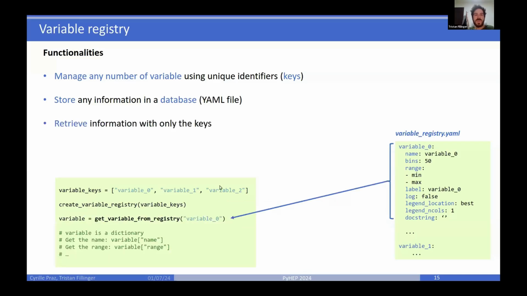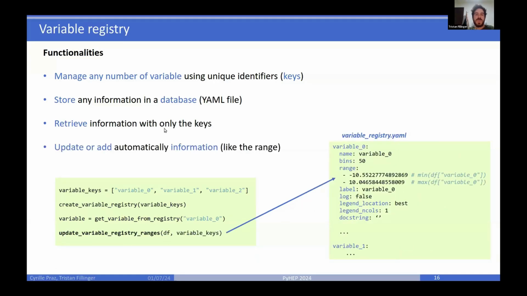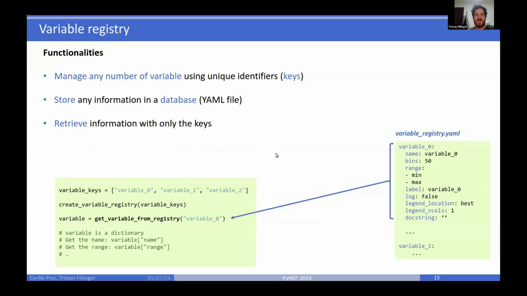We have a function to get the information, which will get a dictionary with all this information. And also we have a function to update information. Like here, for example, we update the range. And Cyril will show a more complex example with this registry.